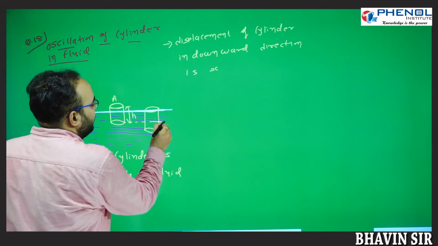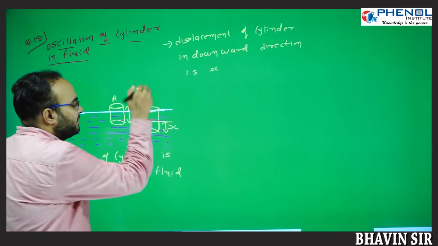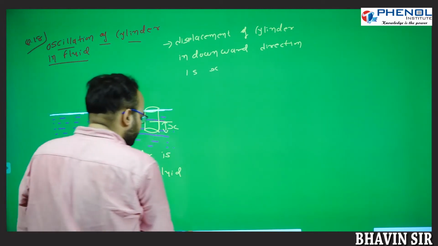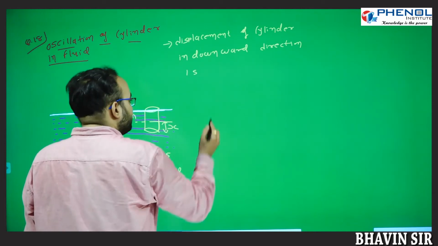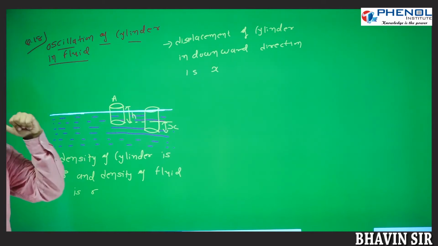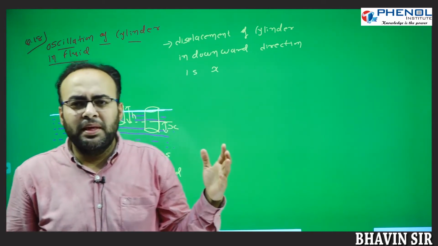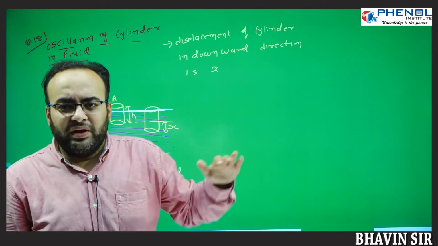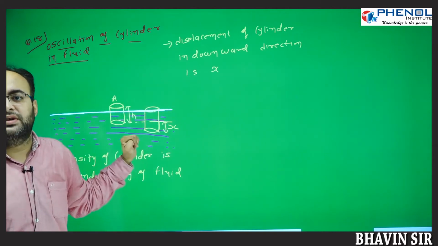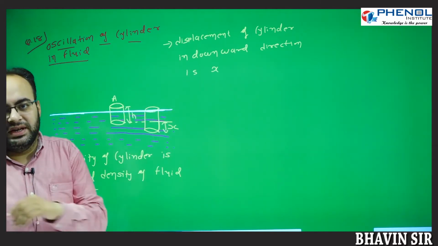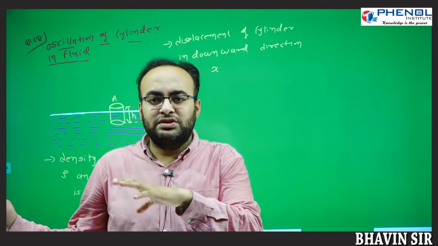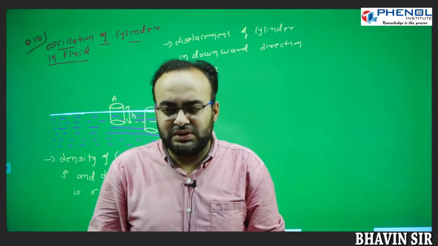Chalo, suppose this is the displacement in downward direction, X. Chalo, so now see students, when we move it in downward direction and release, then it moves in upward direction. Why? Due to which force? Buoyant force. When force is released, then it moves in upward direction. So here restoring force is due to buoyant force.